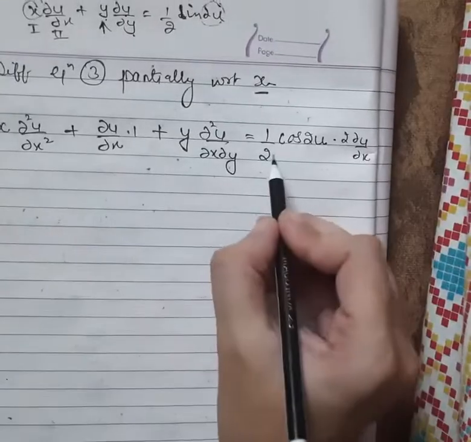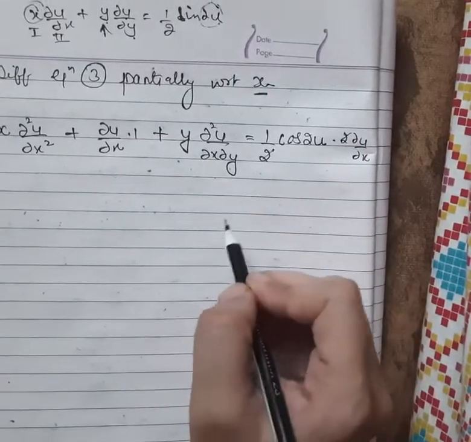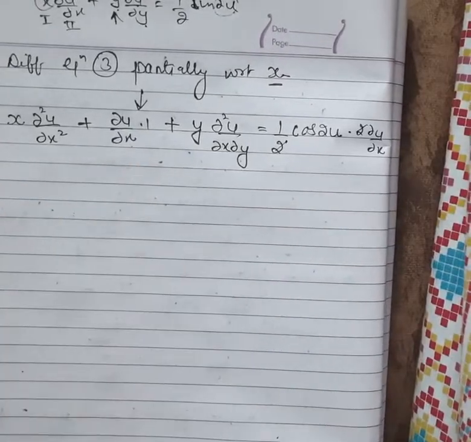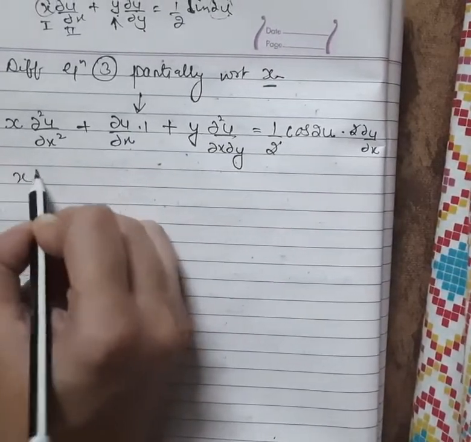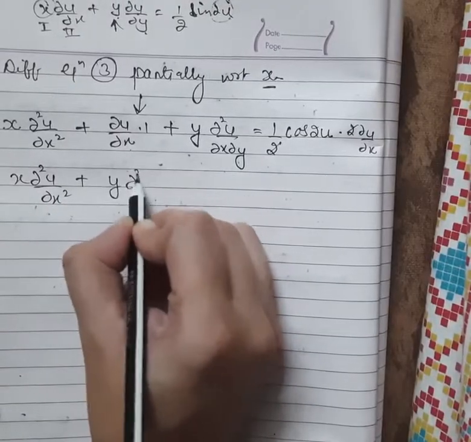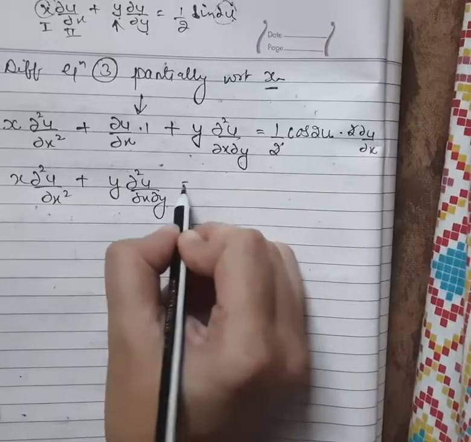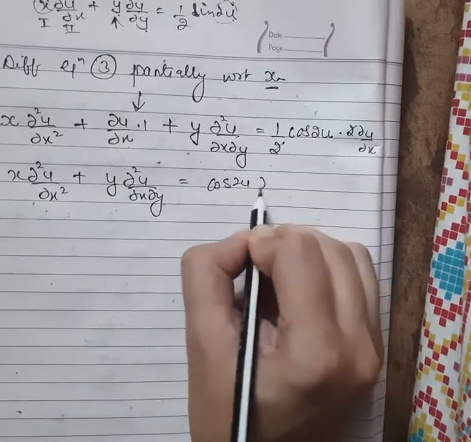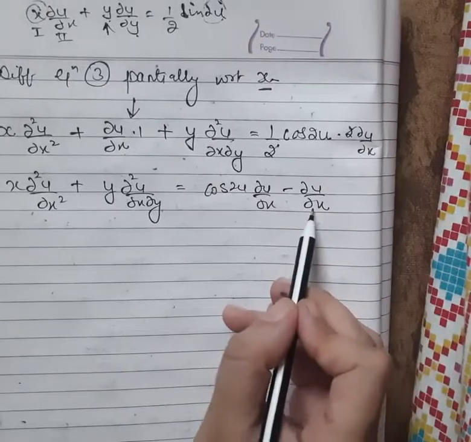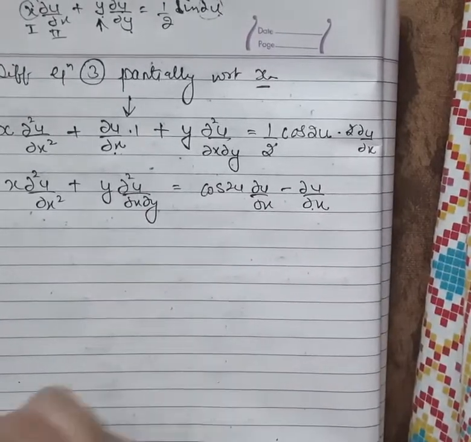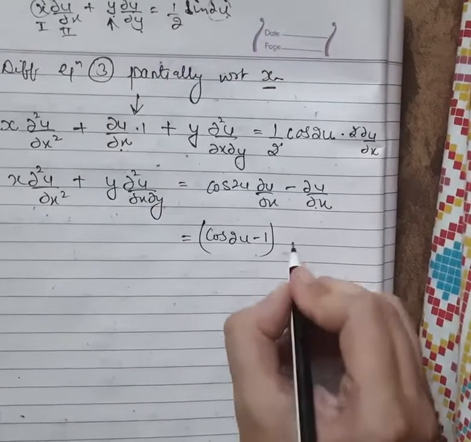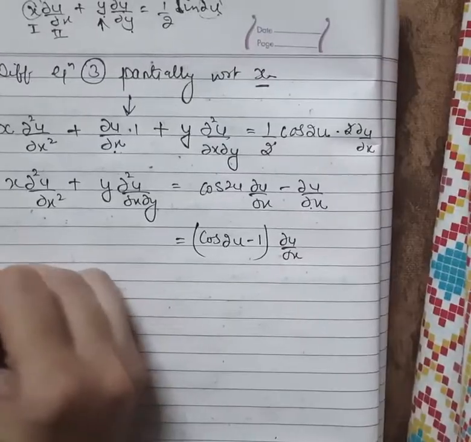Let's do the simplification. This 2 is getting cancelled out here, shifting this term to right side, because on left side I will consider only the terms of second order derivative: x ∂²u/∂x² plus y ∂²u/∂x∂y is equals to cos of 2u ∂u/∂x minus ∂u/∂x. Where did this term come from? From here. You can take ∂u/∂x common: (cos 2u minus 1) ∂u/∂x.